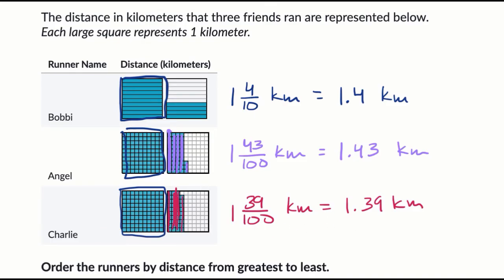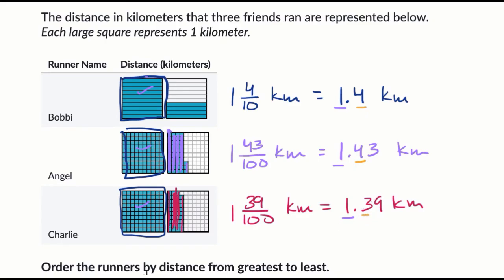If we go to the most significant place, they all ran more than a kilometer, and that's this box over here. So it's all going to boil down to what fraction of a kilometer they ran above that first kilometer. So if we go to the next significant place, Bobby ran 4/10 of a kilometer. Angel also ran 4/10 of a kilometer. But Charlie ran not quite 4/10, ran 3/10 and then some. So less than 4/10 of a kilometer.